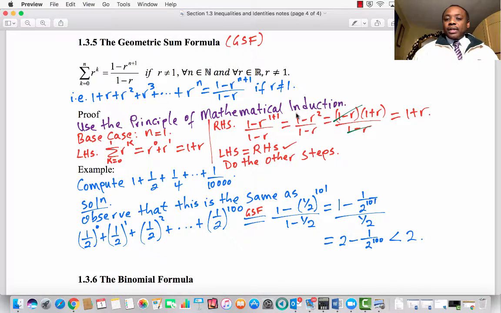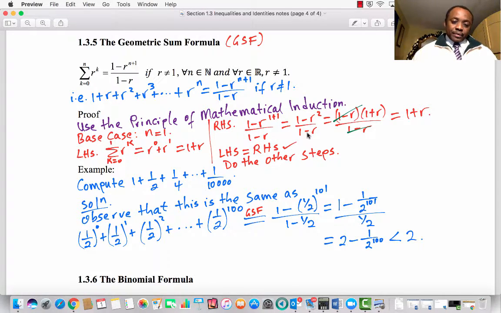Following the difference of powers formula, we break this down as 1 minus r times 1 plus r divided by 1 minus r, and we cancel out the 1 minus r, and we're left with 1 plus r. So the left-hand side equals the right-hand side, and that means the basis case is done. We now have to go through the induction hypothesis and the inductive step.